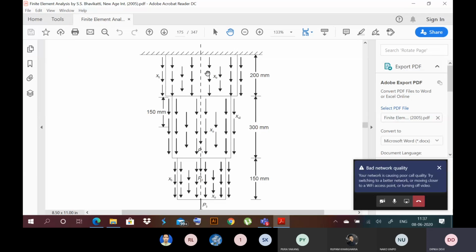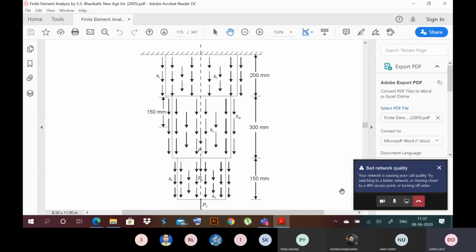So the body force vector is given as xb. We have body force only in one direction, along x, and none along the y and z directions. The vertical direction we have considered to be the x direction.